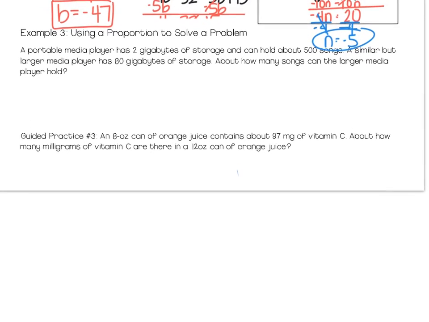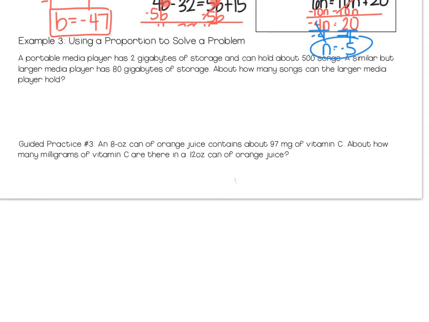Okay, a lot of times proportions have a ton of applications. So you'll have a lot of problems that you can set up a proportion for to solve. For example, a portable media player has 2 gigabytes of storage and can hold 500 songs. A similar but larger media player has 80 gigabytes. How many songs can it hold?